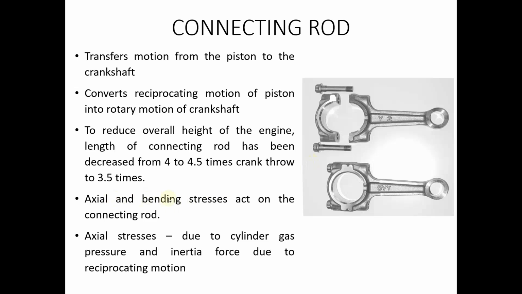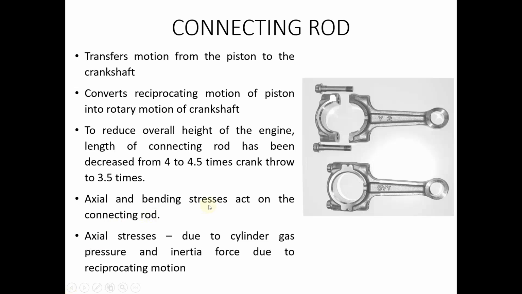Now, there are various stresses acting on the connecting rod, so usually the connecting rod is made very strong compared to the piston, and it is made into an I section or an H section in order to reduce the weight and to have a very good strength to weight ratio. So that is why we have an I or an H section for a connecting rod.